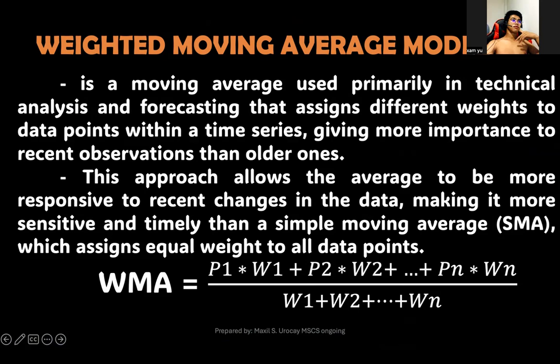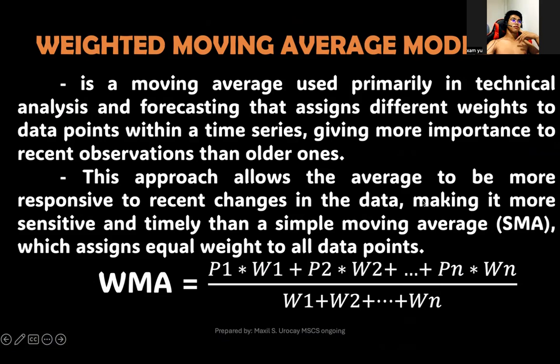Now, we have a given formula that was stated right there. If you can see that, that is P1 times W1 plus P2 times W2 plus up until Pn times Wn. Now, what is P? That is the data set. And what is W? That is the given weight for that specific data point, over to our denominator, which is the weights.